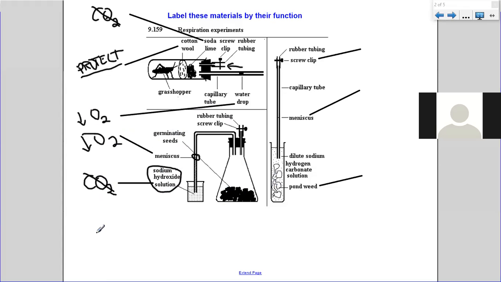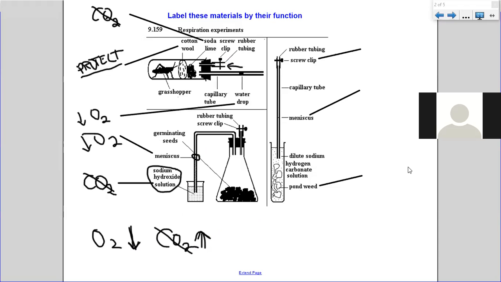We've always got to get rid of that CO2. Remember, in respiration, O2 is going to be decreasing, and CO2 is going to be increasing. So these would just stay balanced. This meniscus would never move. This little water droplet would never move. So we've got to get rid of CO2.